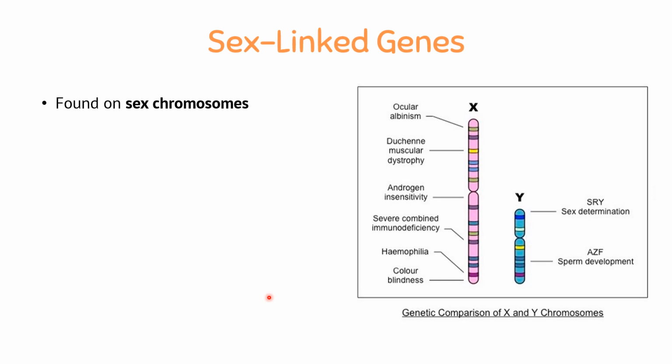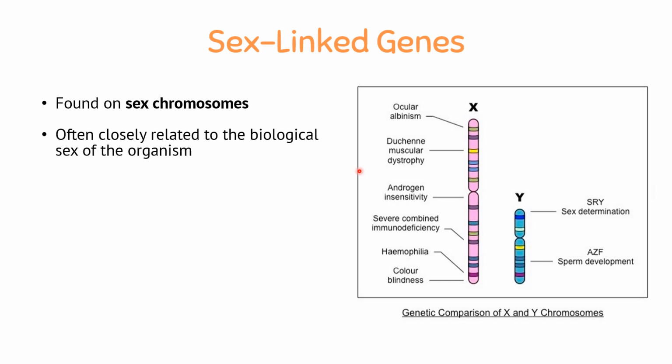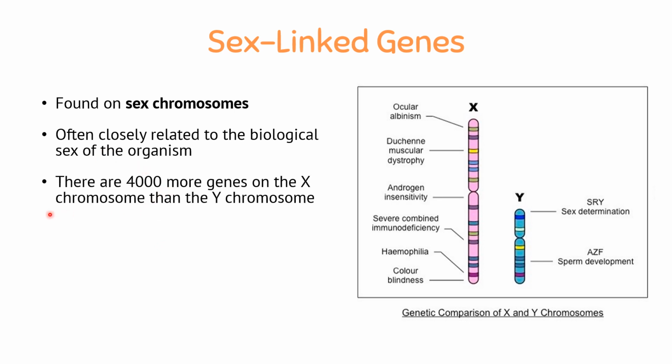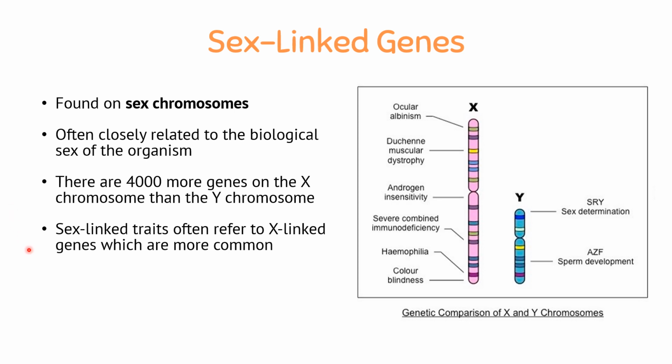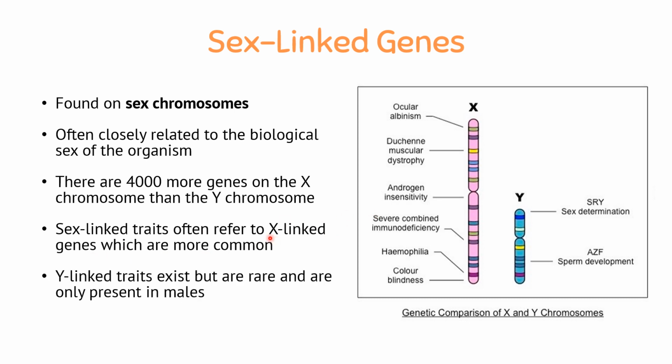Obviously, your sex-linked genes are found on your sex chromosomes. It is often closely related to the biological sex of the organism. So the traits that we find on these chromosomes are related usually to the sex of the organism, but not always. There are about 4,000 more genes on the X chromosome than the Y chromosome. As you can see here, the X chromosome is much, much larger than the Y chromosome, so you can see how there are many more genes on the X chromosome. When we talk about sex-linked traits, we're often referring to X-linked genes, so that means genes on the X chromosome, because these are more common.